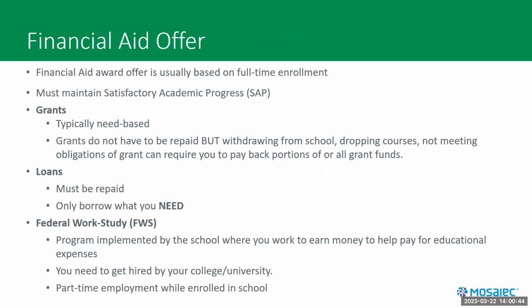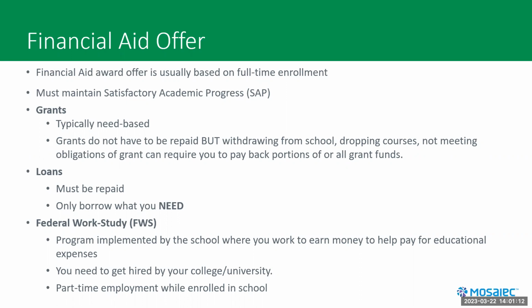Now, your financial aid offer. When the financial aid office awards you financial aid, they're usually going to be awarding you based on you being a full-time student. So if it ends up being that you don't register for full-time enrollment, then at that point, they may have to prorate or adjust their aid offer based on how many hours you're actually taking.